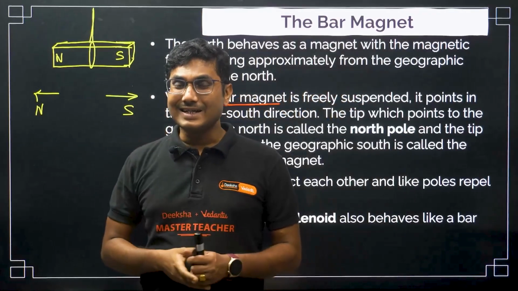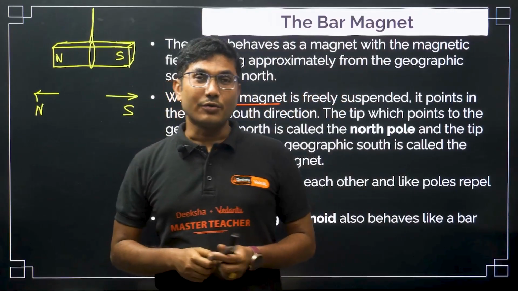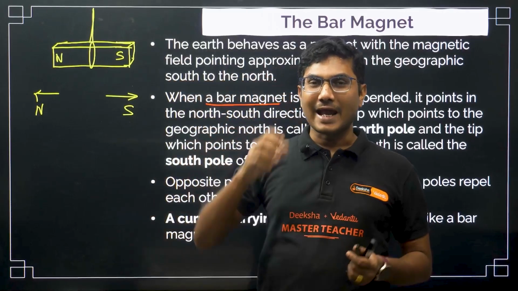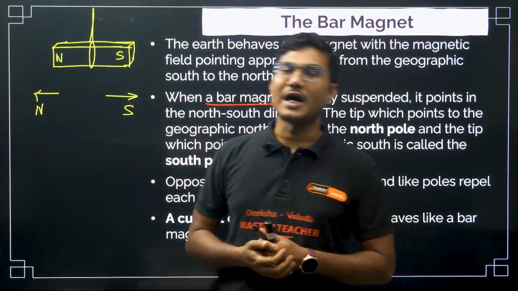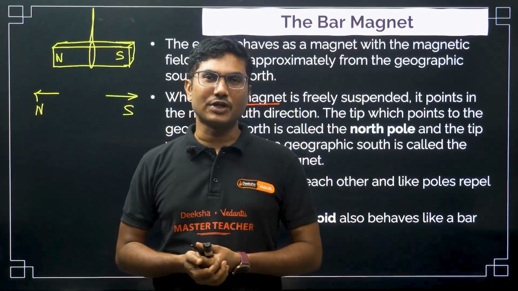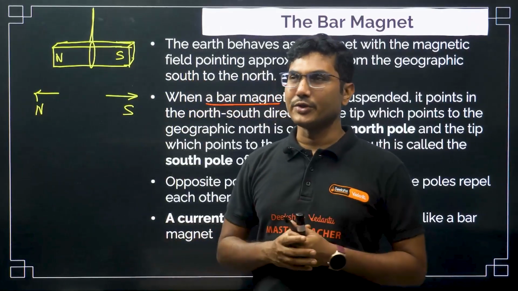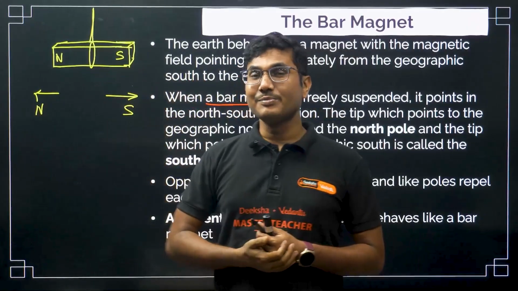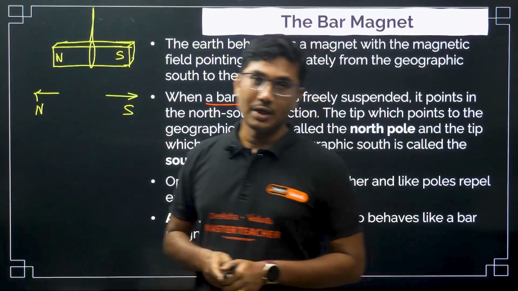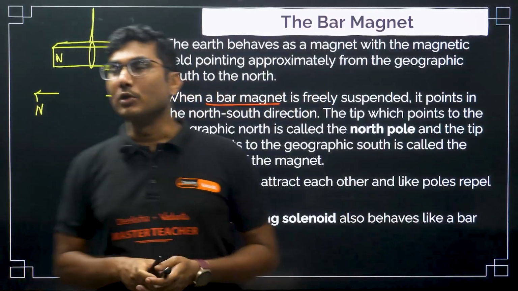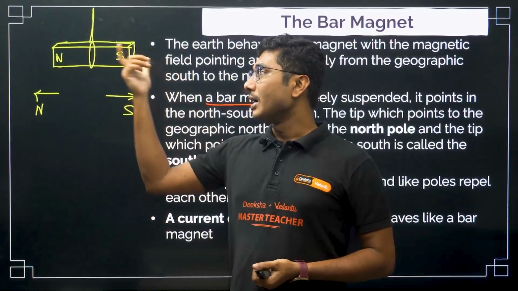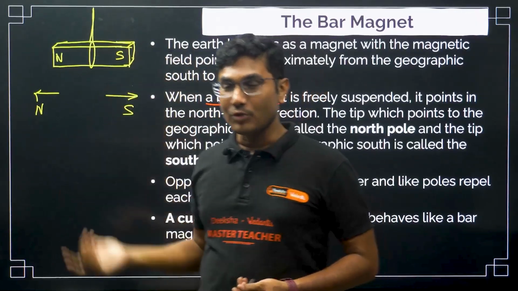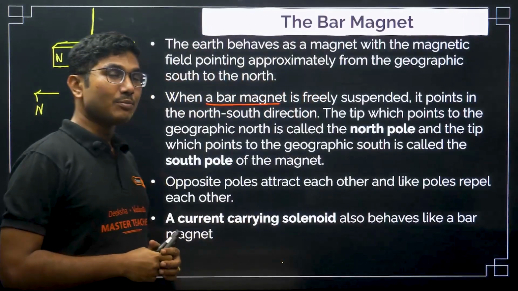Unlike electric charge, where positive and negative charges can be separated, you can have a positive charge and a negative charge individually, but in case of magnetism, that is not possible. Magnetic poles always appear in pairs. That's why they are always in a dipole form.